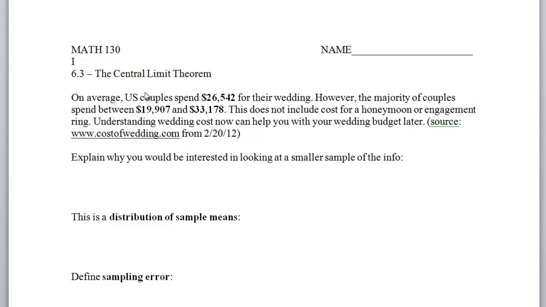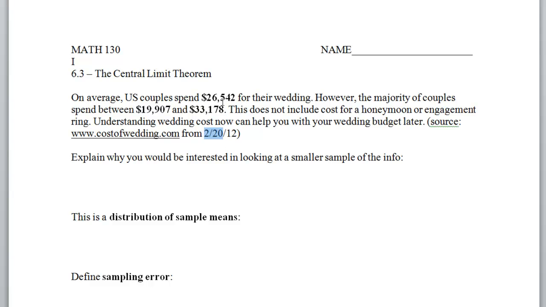It says, on the average, a U.S. couple will spend $26,542 for their wedding. However, the majority of couples spend between $19,907 and $33,178. This does not include the cost for a honeymoon nor the engagement ring. Understanding wedding costs can help you with your wedding budget later. Now, this is coming from a website called thecostofwedding.com, and I took this from February 20th of 2012.